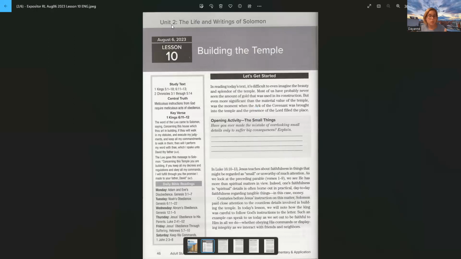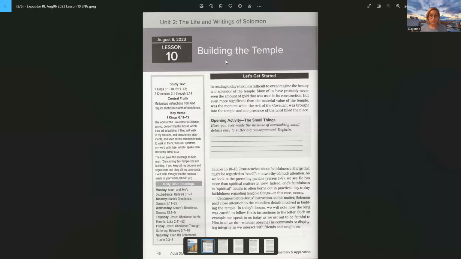Here you're going to see again, we're on Unit 2, the life and writings of Solomon. This is lesson number 10, and the title is Building the Temple. The date is August 6th, 2023.